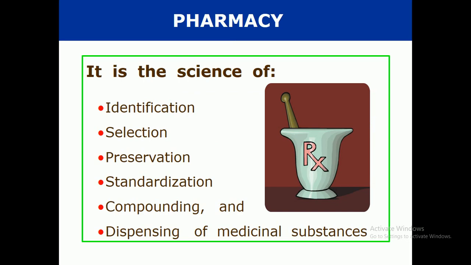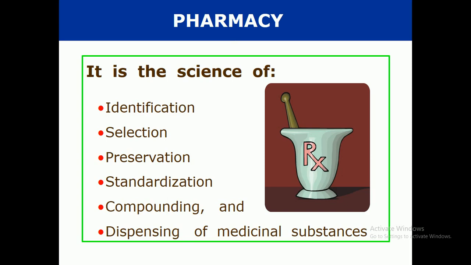Next, this is pharmacy. Pharmacy can be defined as the art and science of identification, selection, preservation, standardization, compounding and dispensing of medicinal substances. Because we are studying this, first of all you will have to identify the drugs and then you will have to select the drug.